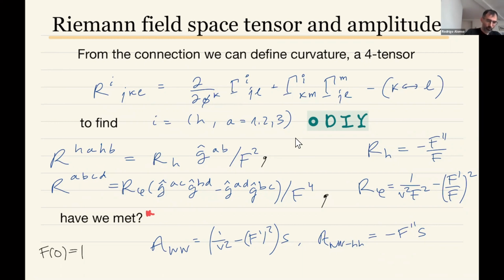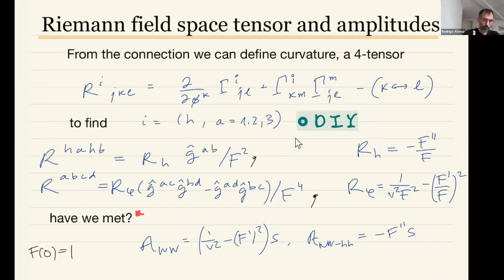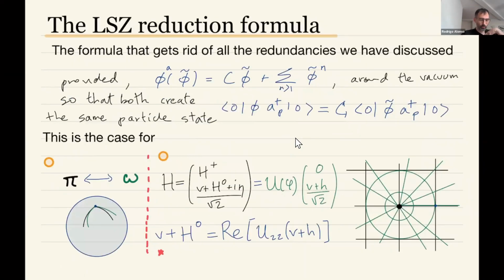Okay, so hopefully I can spark your interest, and we can now go a bit more into detail as to how geometry and amplitudes are related. And for that, we'll look at the LSZ reduction formula. It really captures its name, actually. It's a reduction formula. It gets rid of a lot of redundancies in the Lagrangian description, and it gives us the S-matrix and amplitudes within it as a result.